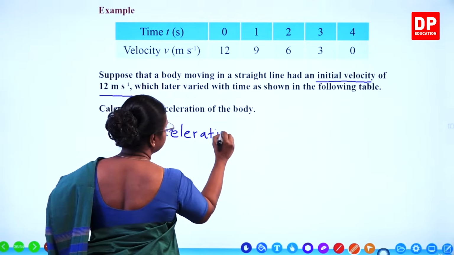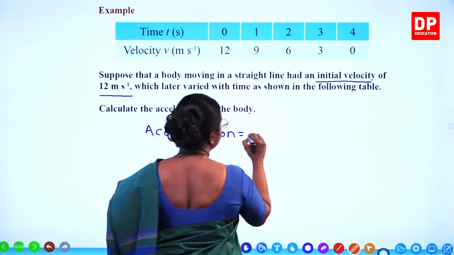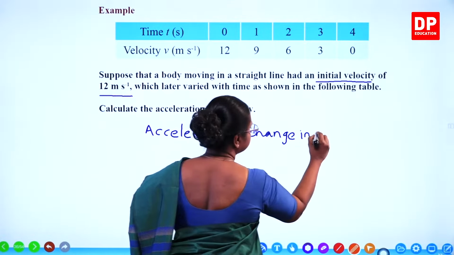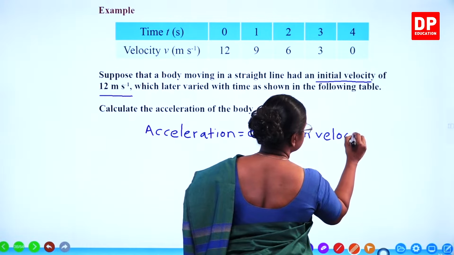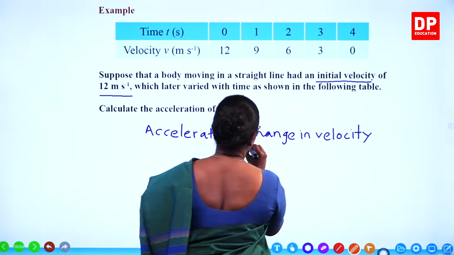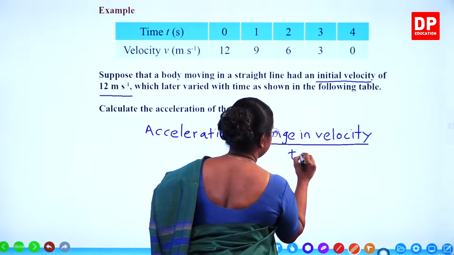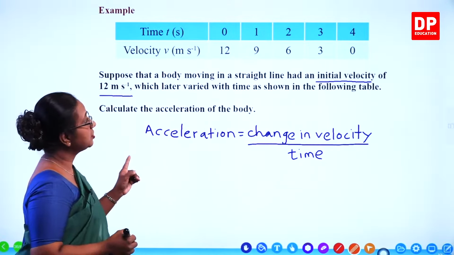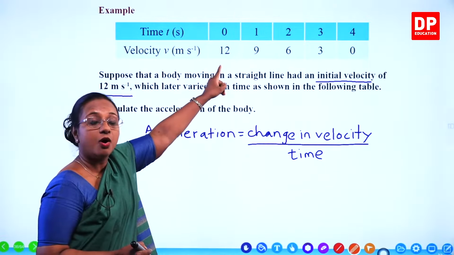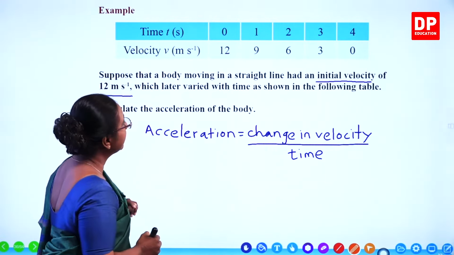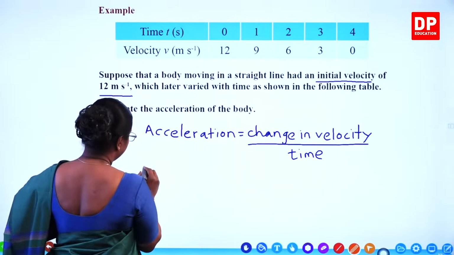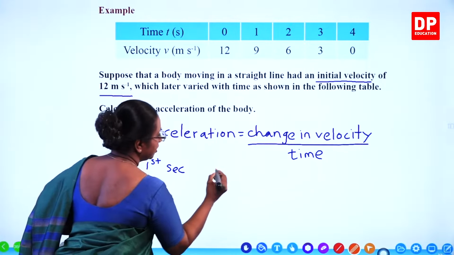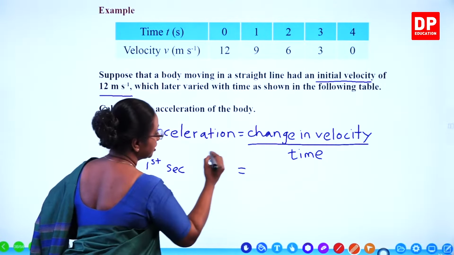Acceleration is equal to change in velocity with time, the rate of change of velocity. So here, as you can see, the object is already moving with 12 meters per second. So during the first second, you can see the acceleration.